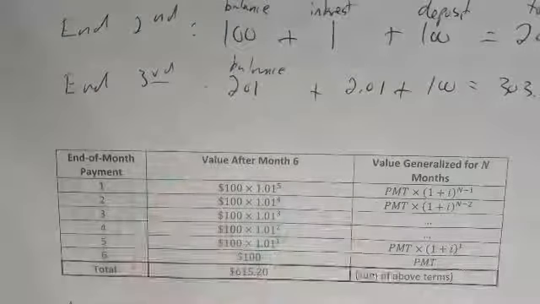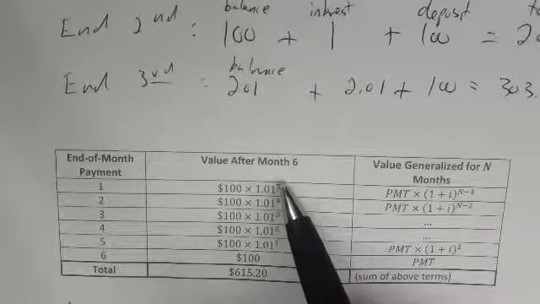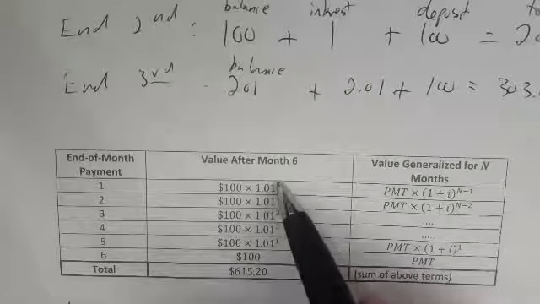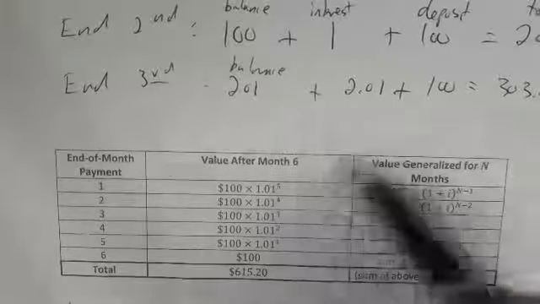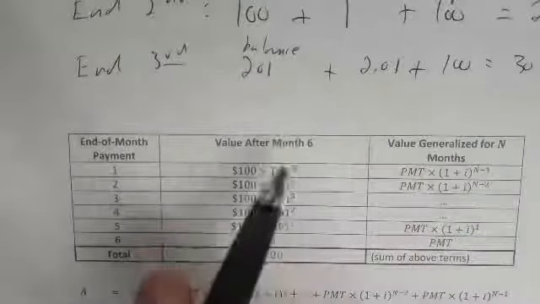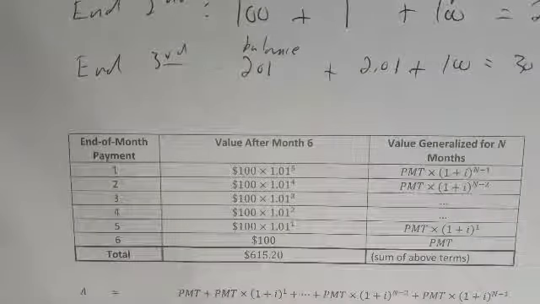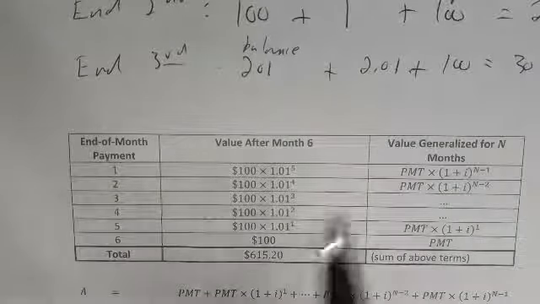I have $100 and it's getting the 101% treatment 5 times, because the first month it doesn't get it, but the next 5 subsequent months it does. It's 5 and not 6 because we use the end of the month payment setup, so it's not actually getting interest in the first month. You're starting out with $0. It's a bit of a weird thing, but that's why this is 5.